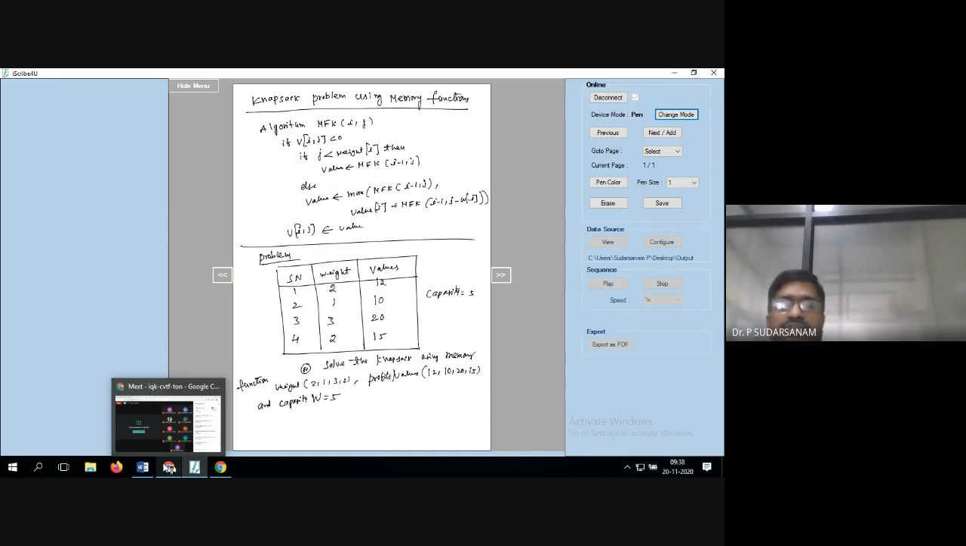Solve the knapsack problem using memory functions. Weights are 2, 1, 3, 2, profits or values 12, 10, 20, 15, and the capacity is 5. I hope you have this problem. Now the solution will start. I'll move to the next one now.